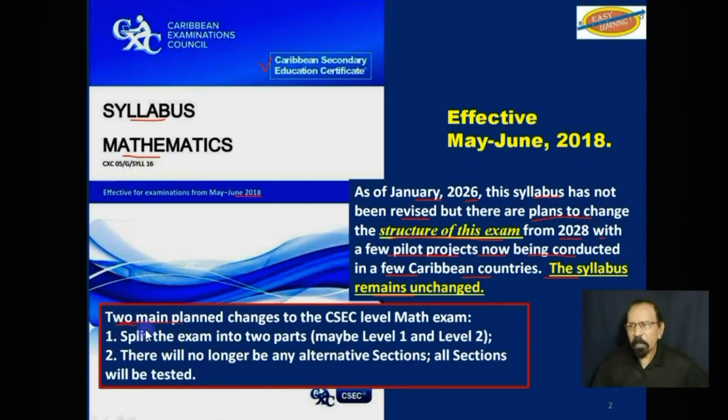The two main planned changes to this math exam at the CSEC level are: one, split the exam into two parts, and two, there will no longer be any alternative sections. All sections will be tested.